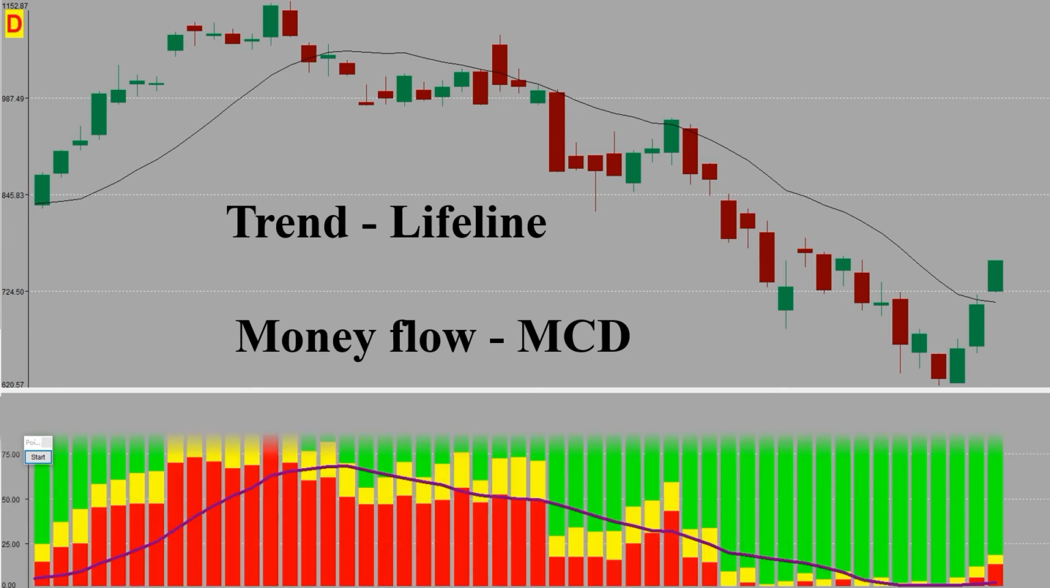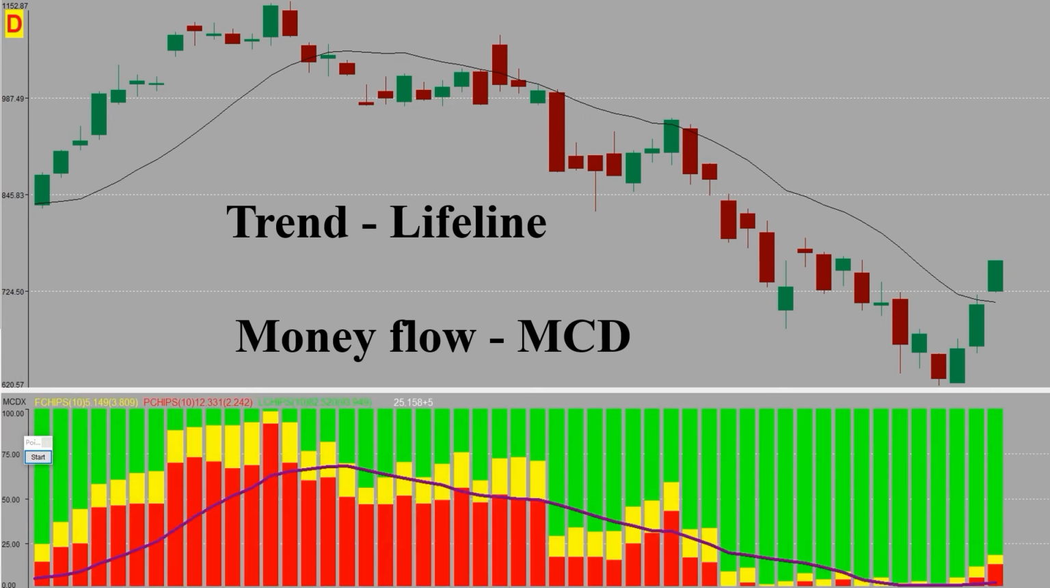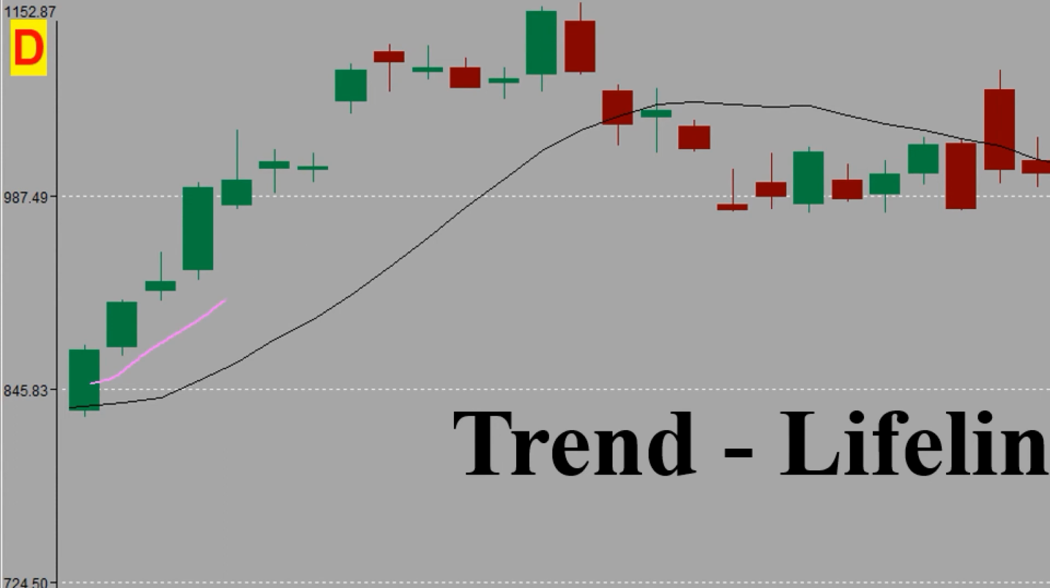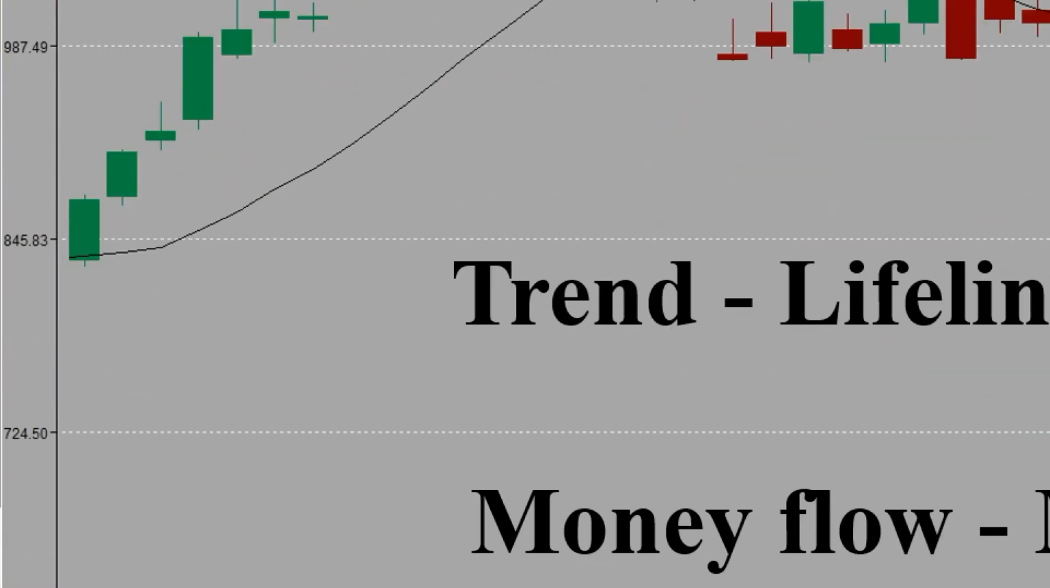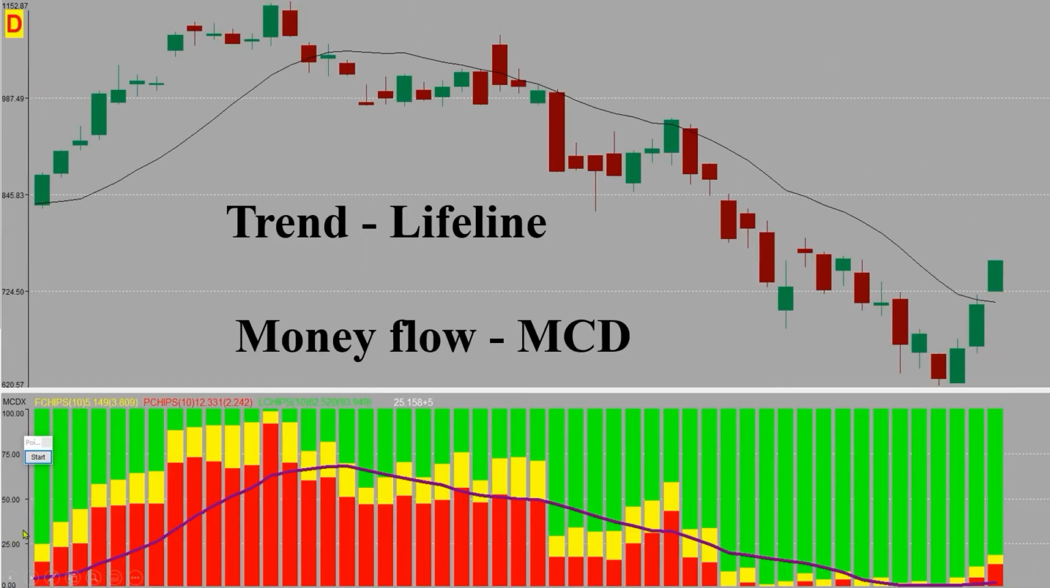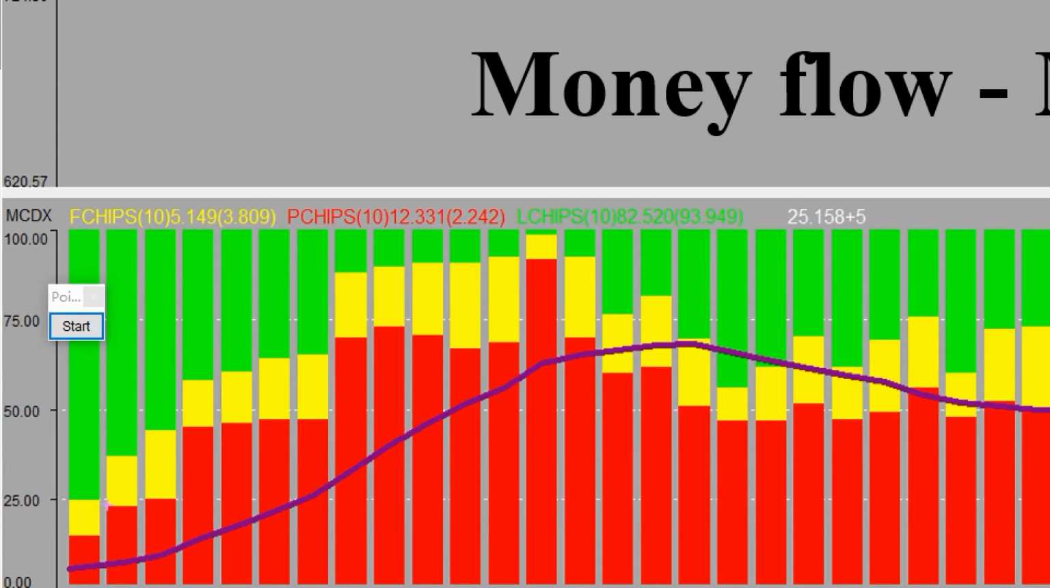Then we can use the multi-color dragon to double confirm. See previously, in this period, the price stood above the lifeline and the lifeline was bullish up. And also here, from the money flow, we see the red bar continues bullish up. If the red bar is rising, it means the big money continues to flow in. And also the price has power to continue bullish up until here.